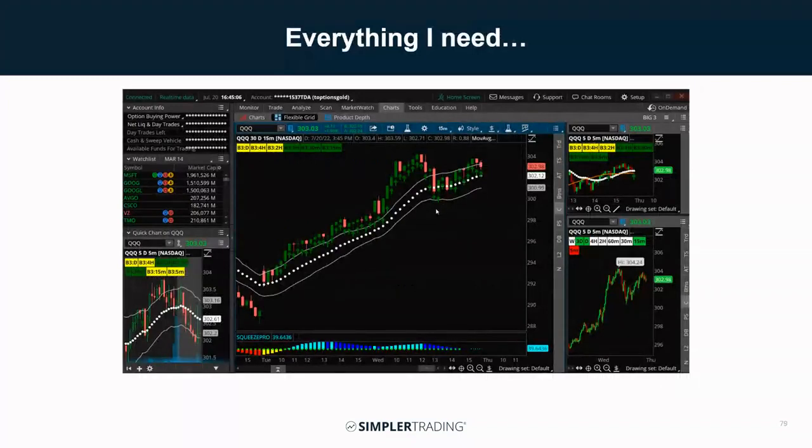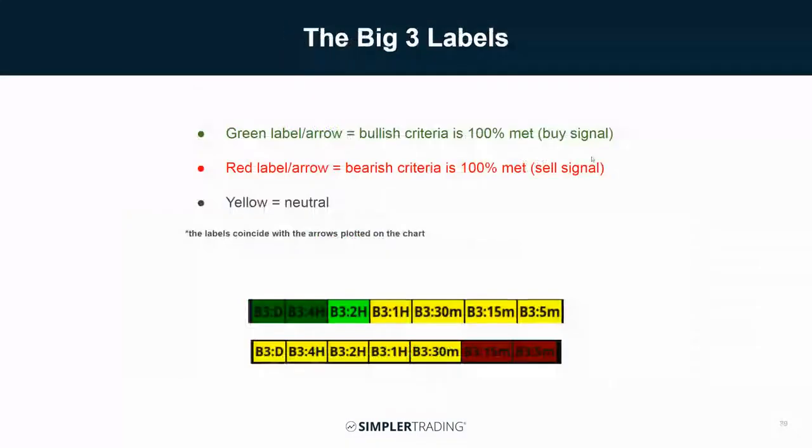All right, so there's the layout. And like I said, to me, that's the star of the show. I can look at the cues and it's like, okay, boom. 1 hour, 30-minute, 15-minute, 5-minute green label. Because those time frames fit my criteria, now I can go to any of those time frames and look to work my bullish trades as long as the signal stays printed.